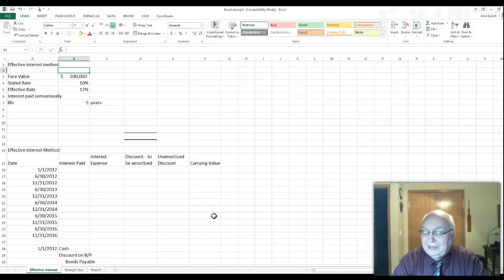We're going to do bonds today, and I know it's everybody's favorite topic. I have some information already in place. The bond is a $100,000 bond, 10% interest, 12% effective rate. Remember, anytime the effective rate is greater than the stated rate, it will be a discount. These bonds are paid semi-annually, and they're 5-year bonds.